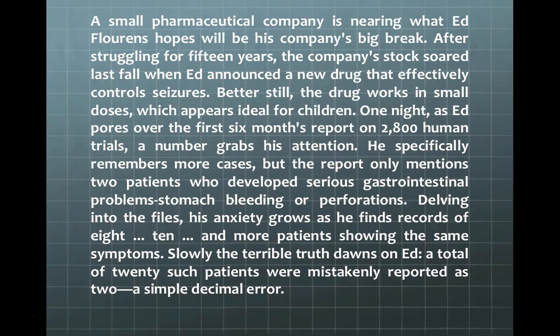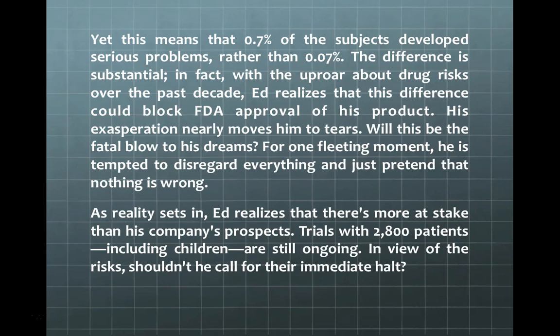A total of 20 such patients were mistakenly reported as 2, a simple decimal error. Yet, this means that 0.7% of the subjects develop serious problems rather than 0.07. The difference is substantial. In fact, with the uproar about drug risks over the past decade, Ed realizes that this difference could block FDA approval of his product.